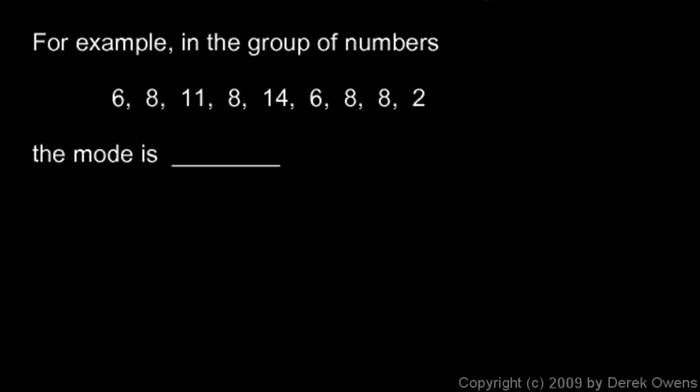And last of all, in our little introduction to statistics, we'll talk about the term mode. The mode is the number that appears the most often in a group of numbers. For example, in this group of numbers, we see 6, 8, 11, 8, 14, 6, 8, 8, and 2. The number 8 appears here 4 times, and no other number appears that many times. The number 6 appears twice, but 8 appears most of all. So the mode is 8. That's all the mode is. It's the number that appears most often in a group of numbers.